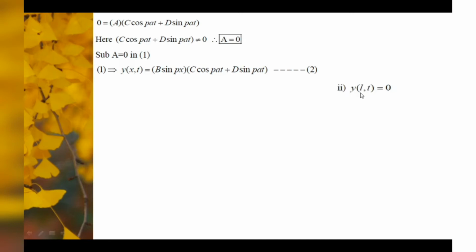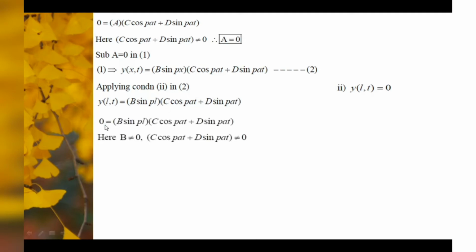That is, when x is L, then y of L comma t is replaced by 0. That is, the displacement at x equal to L is 0. So y of L comma t is b sin pL into (c cos pat plus d sin pat). From the previous equation we have concluded this particular term is not equal to 0, and by the condition we have the left hand side equal to 0: b into sin pL into (c cos pat plus d sin pat), and we know this is not equal to 0. Therefore, we are left with the two options: b equal to 0 or sin pL equal to 0.